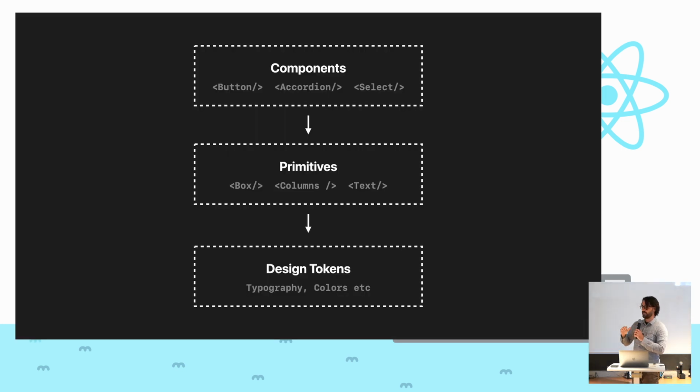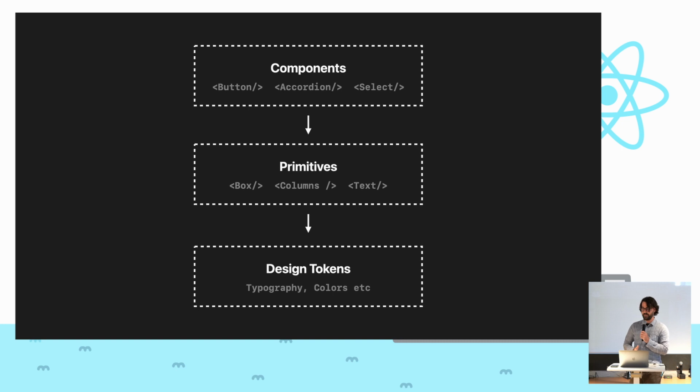So at a really high level, this is the architecture of the design system. We have the components, which are things that you typically think of when you think of a design system. So things like button or accordion or a select component. But really they are a composition of our primitive components. So things like box and columns and text. We expose these components to our consumers to also build components that we don't have in the system.